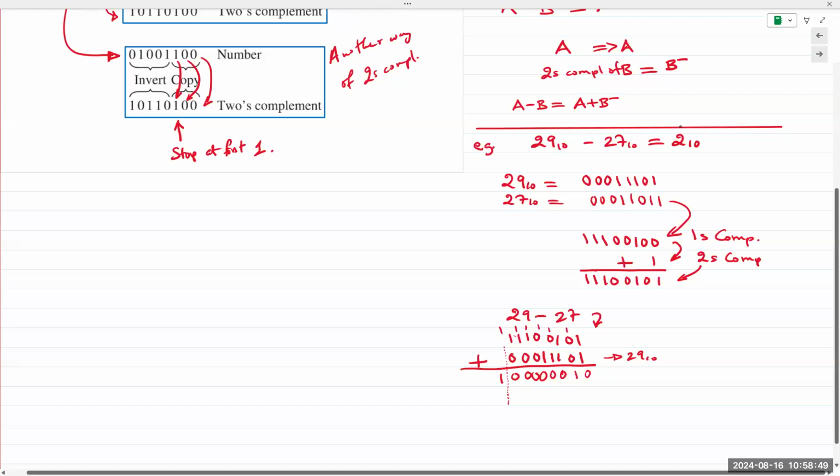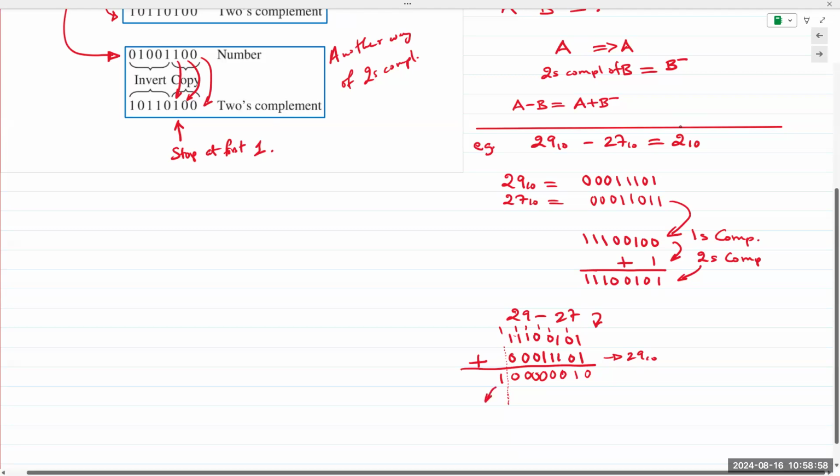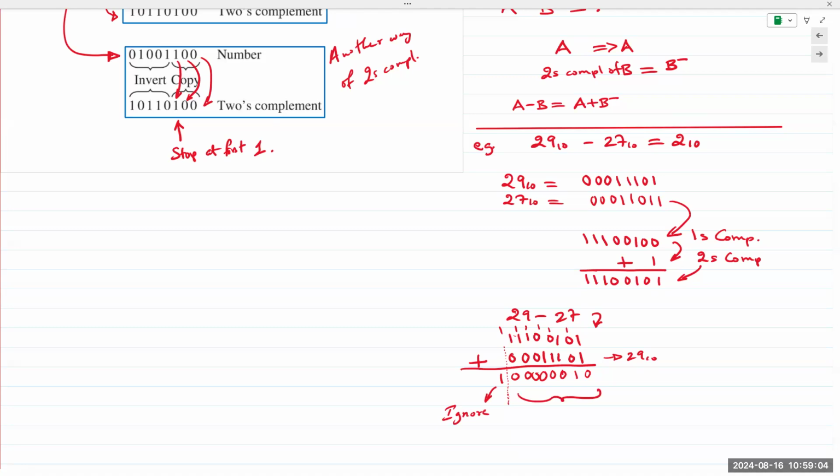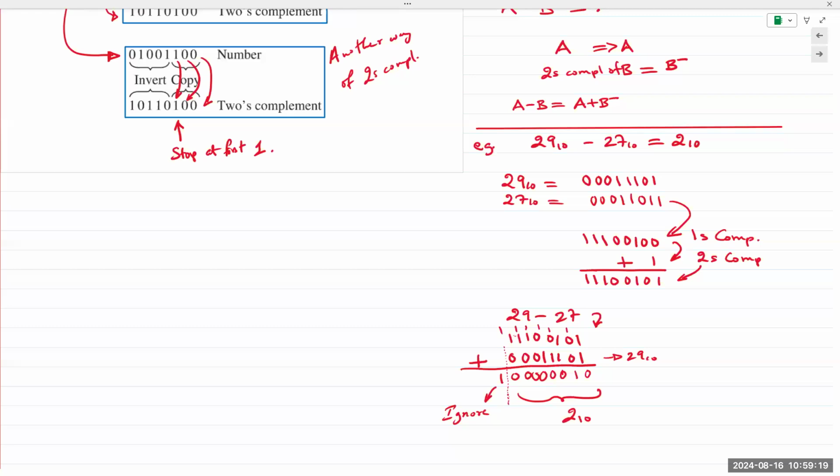Here we can see the resulting answer is 9 bits. The resulting answer is 9 bits, so we throw out that extra digit. And our answer is this, which is 2. In the binary system, 0, 0, 0, 0, 0, 0, 1, 0, which is 2.